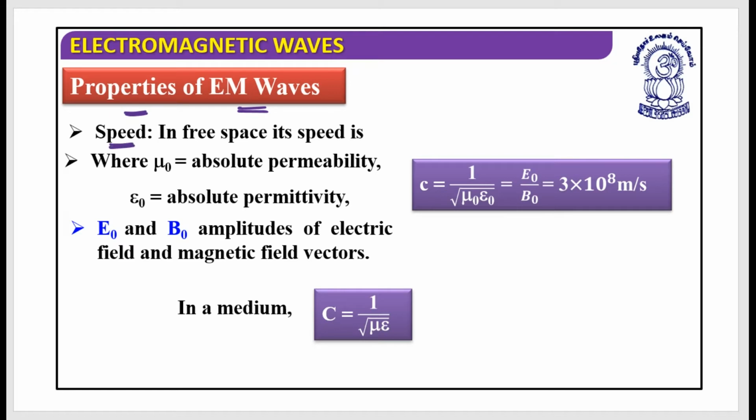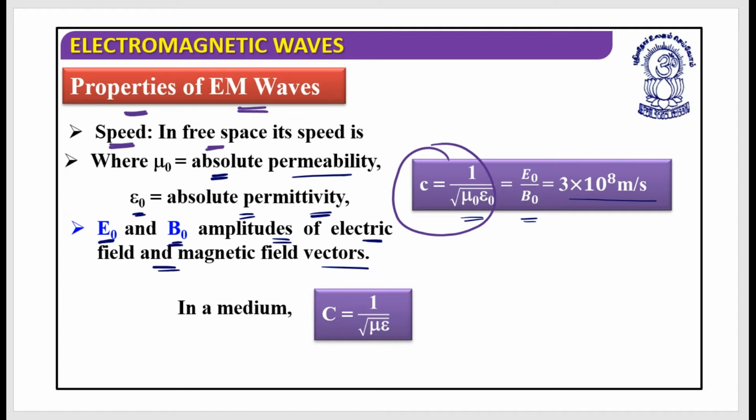First, let me discuss the speed in free space, I mean in air or in a vacuum. Its speed is c = 1/√(μ0 ε0), which can also be given as E0/B0, which equals 3 × 10^8 meters per second. When I say 1/√(μ0 ε0), μ0 is the absolute permeability, ε0 is the absolute permittivity, and E0 and B0 are the amplitudes of the electric field and magnetic field vectors.